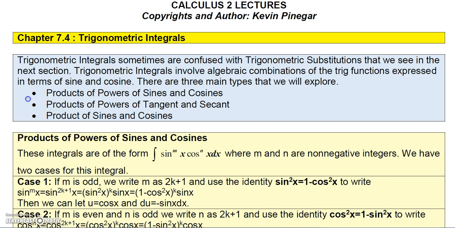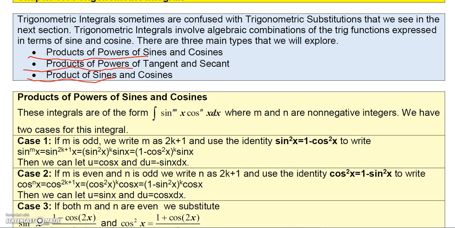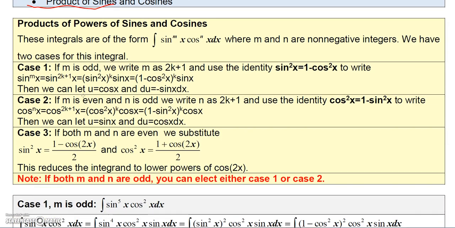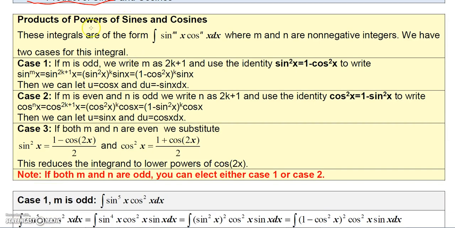We're going to talk about products of powers that involve sines and cosines, products of powers that involve tangent and secant, and then we're going to talk about just products of sines and cosines. Okay, so let's talk about powers of sines and cosines. Now we're going to have three cases here.